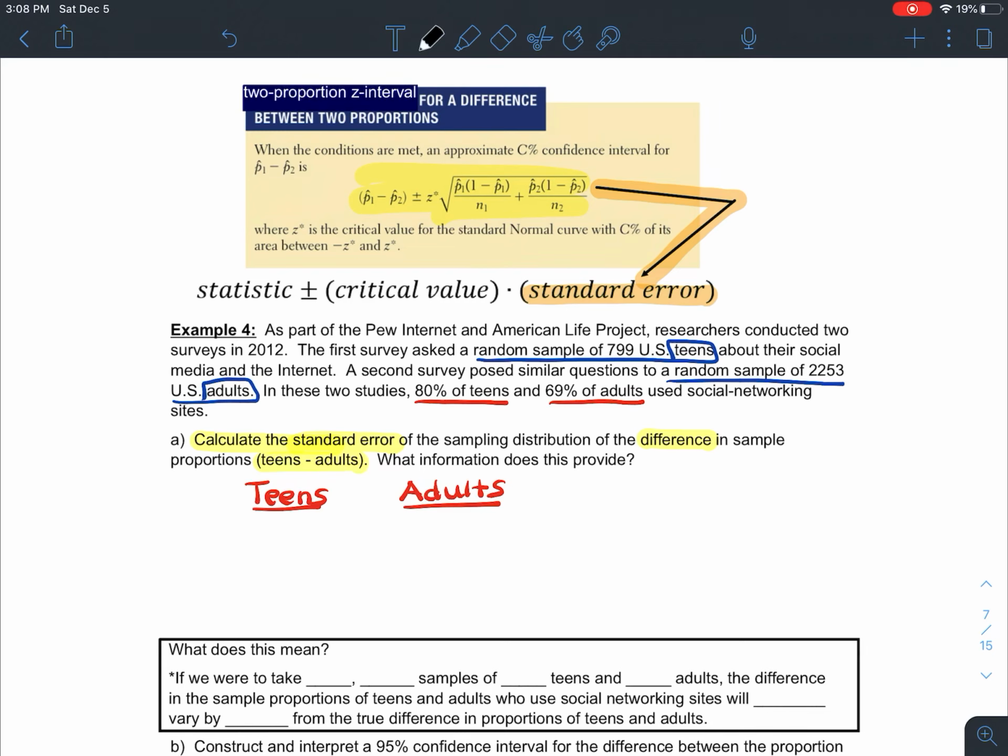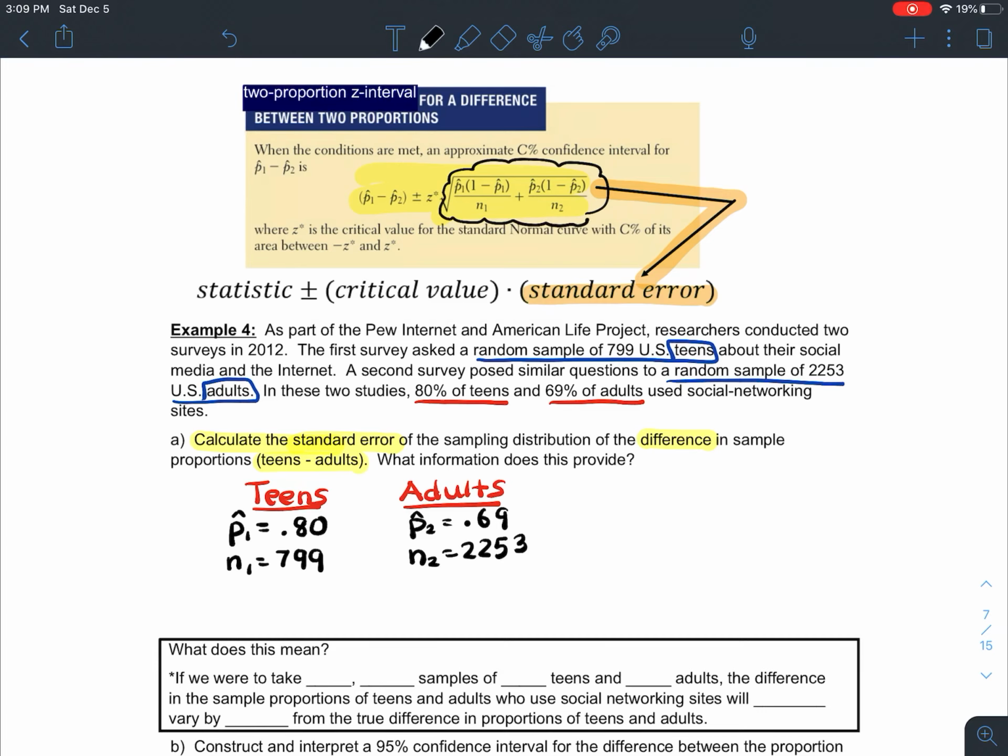Okay, there's a lot of information in these problems because we're drawing things out of 2 different populations. So it feels like we took a sample from the teens here. The sample size is 799, so I'm going to call n sub 1 our sample size of the teens. And we learned right here that 80% of those teens sampled said they used social networking sites. As far as the adults go, that sample size was the 2,253, and we were given in the problem that 69% of the adults use social networking sites.